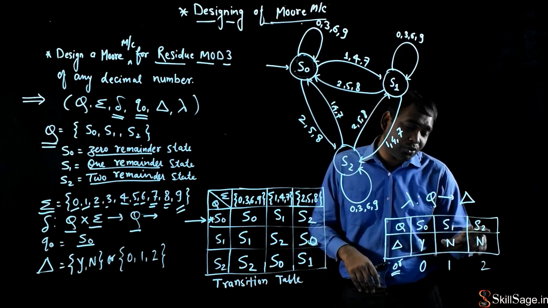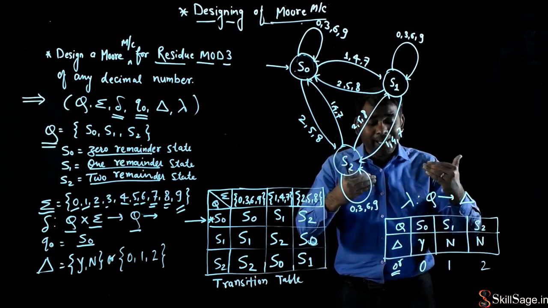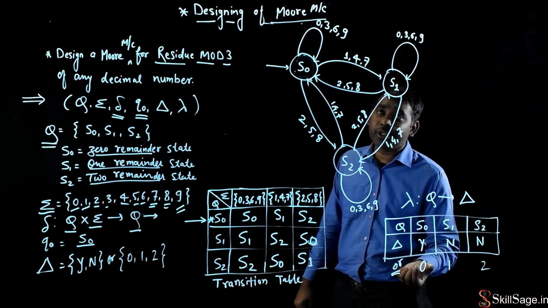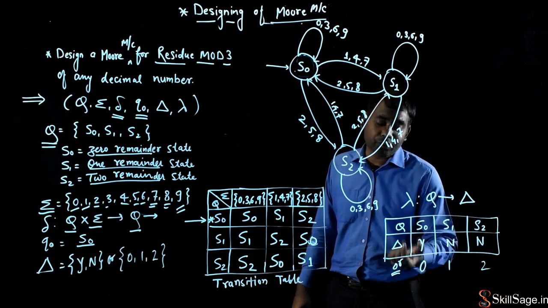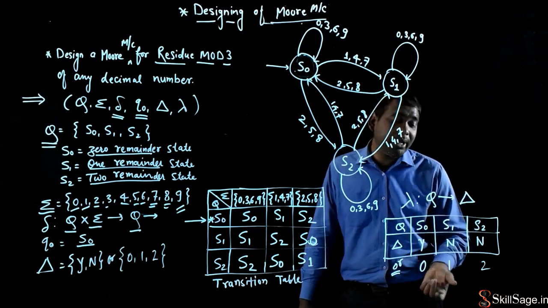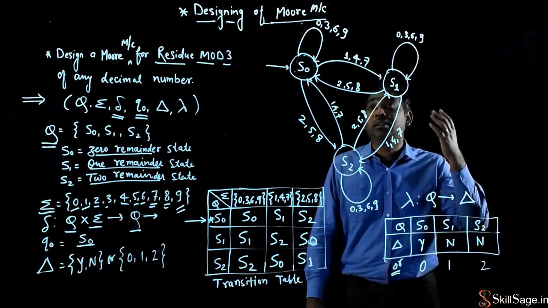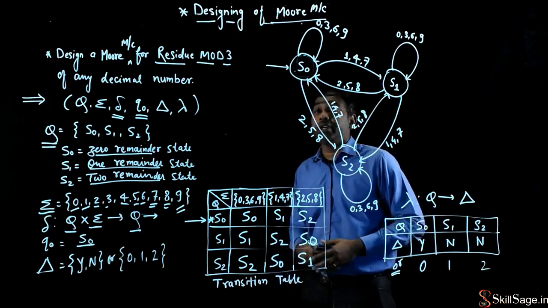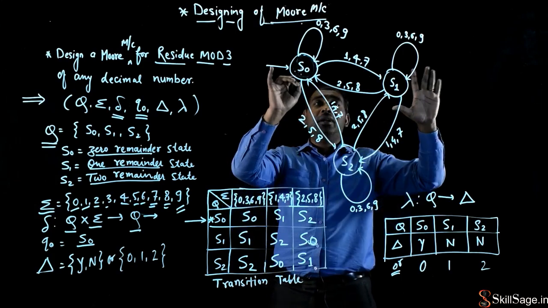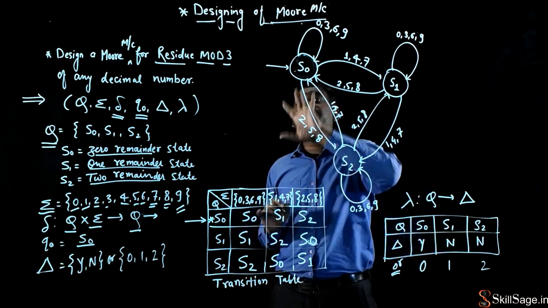S2 is also not exactly divisible by 3, so the output is no. If you want the exact remainder, then you can associate 0 as the output with S0, which indicates 0 is the remainder. S1's associated output is 1, so 1 is the remainder. If 2 is the output associated with S2, then the output equals 2. So in this Moore machine and its transition diagram, I am going to have the output symbol associated with the state.